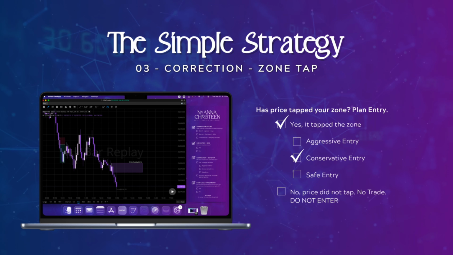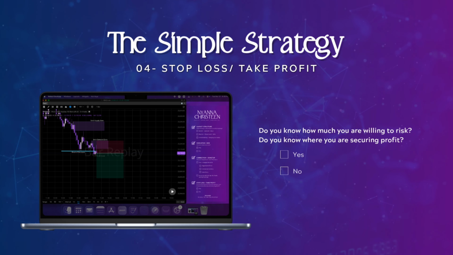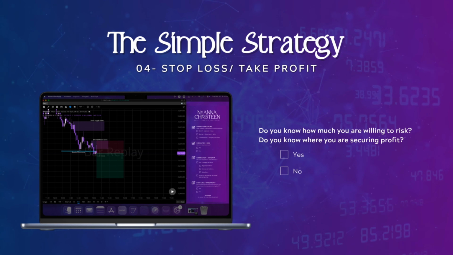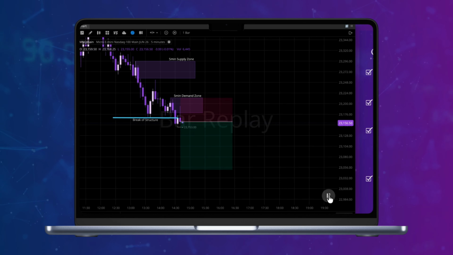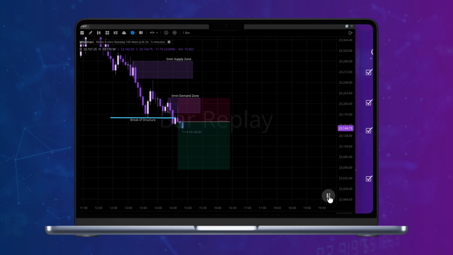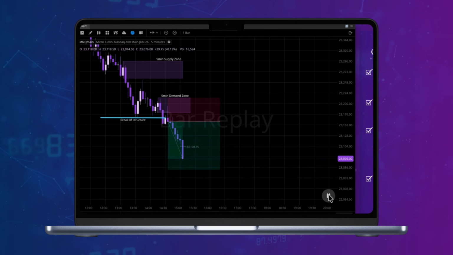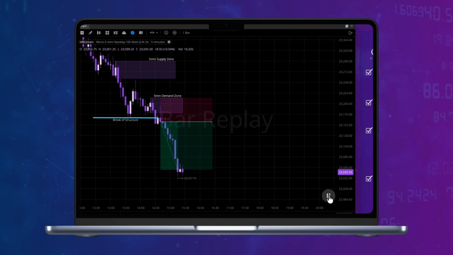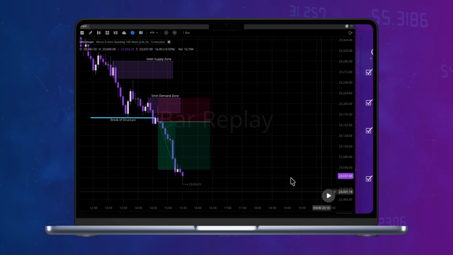The fourth step of this strategy is identifying the stop loss and take profit. You need to know what you're risking and what you're securing when it comes to trading. So for this example to the left, we are aiming for a 1 to 2. For example, if it's a 1 to 1, if I put in 100, I know I'm either risking that whole 100 or I'm gaining 100. So for a 1 to 2, if I put in 100, I'm only willing to lose $100, but I'm willing to gain $200. So for this example, that is our stop loss and take profit.